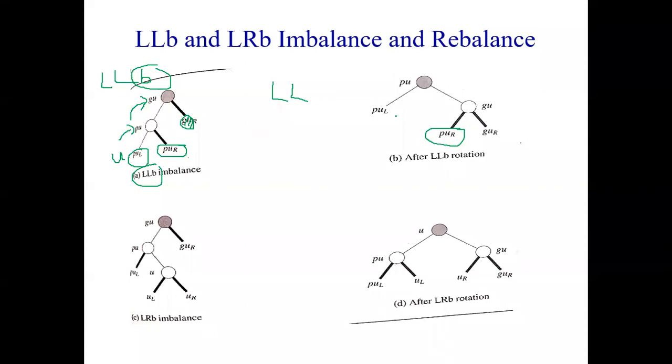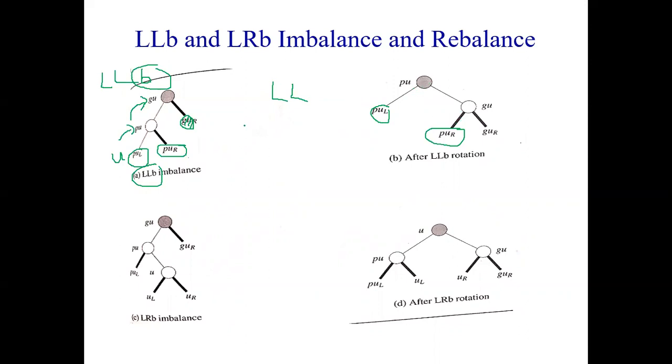And the left subtree of PU, where U actually comes, that will stay as the left subtree of PU. Okay, so this is the rotation you have to do, right? But after rotating, you should also change the color. Okay, so what is the color change we are doing here?